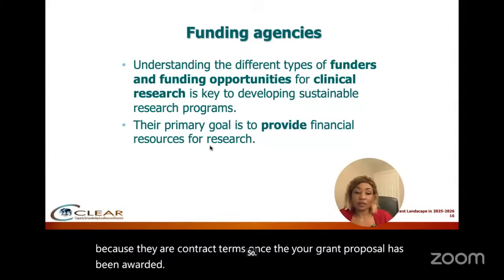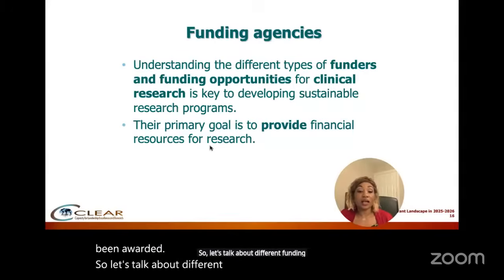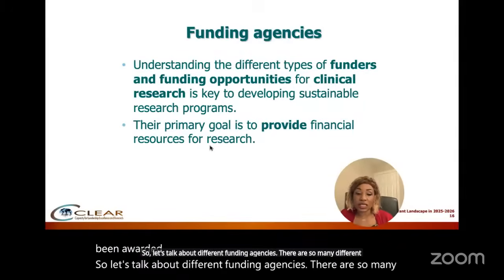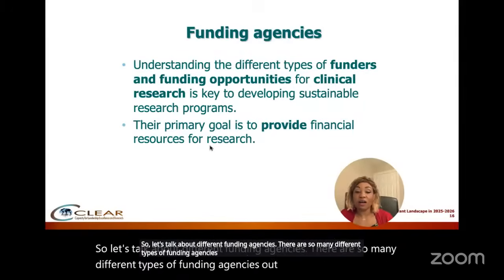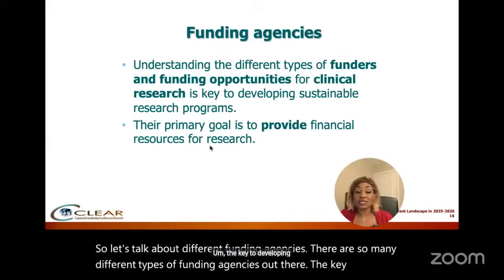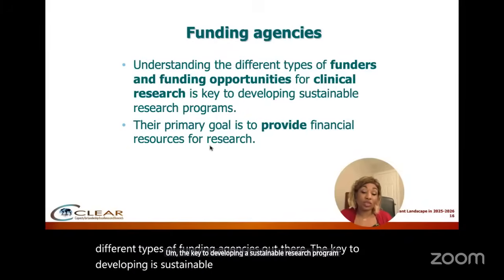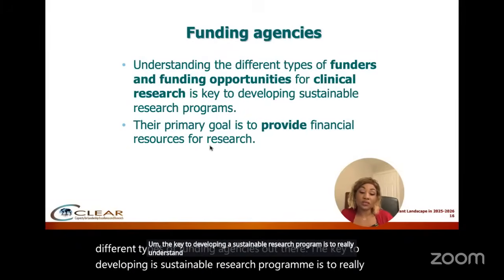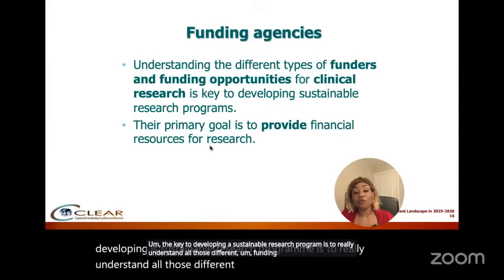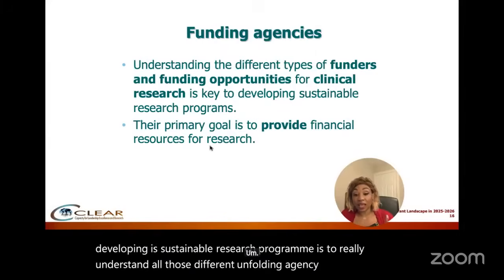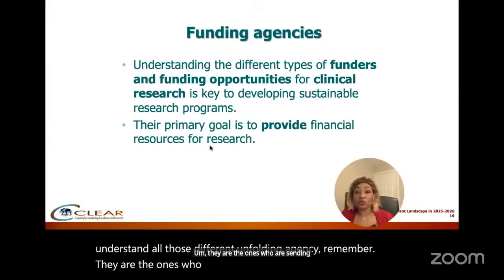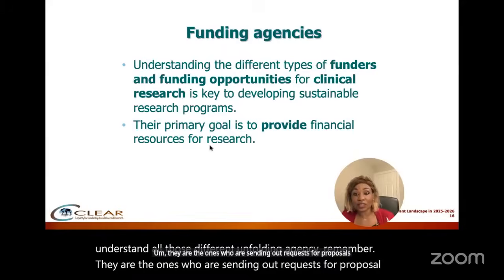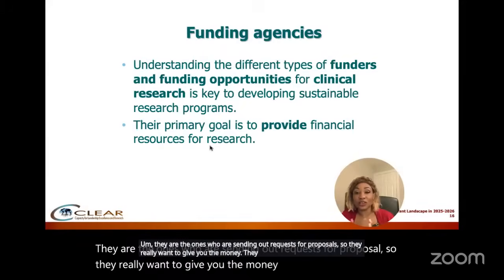So let's talk about different funding agencies. There are so many different types of funding agencies out there. The key to developing a sustainable research program is to really understand all those different funding agencies. Remember, they are the ones who are sending out requests for proposals. So they really want to give you the money. They want your grant to be funded. They want to give you the money.